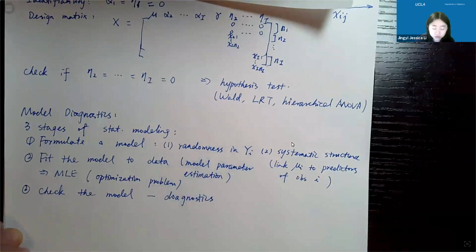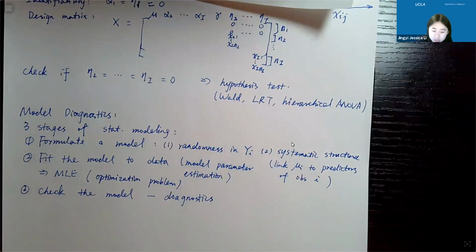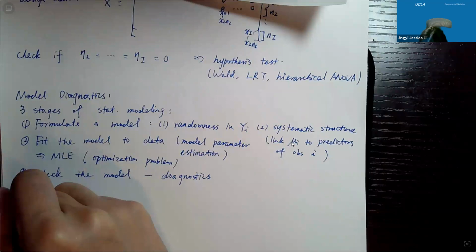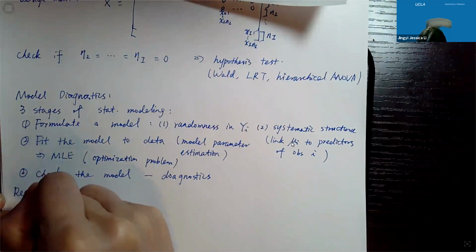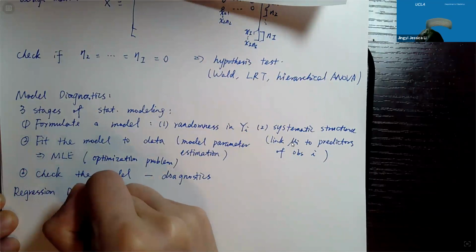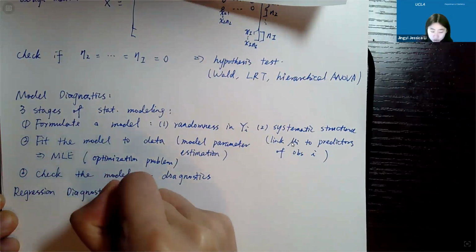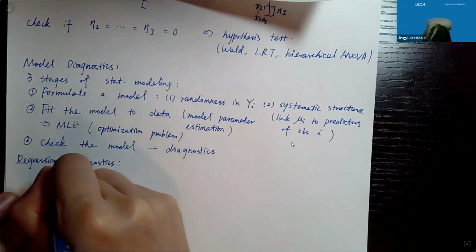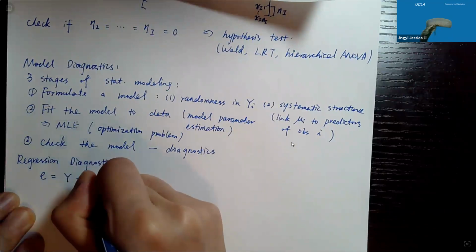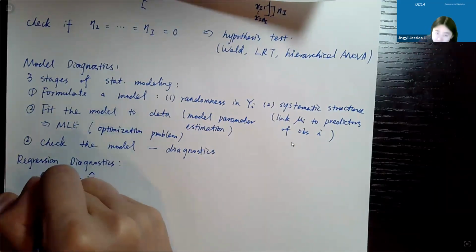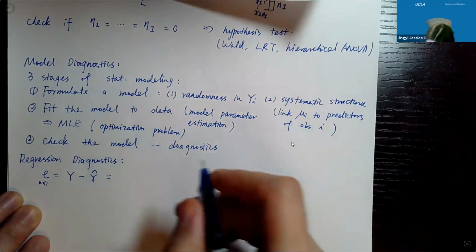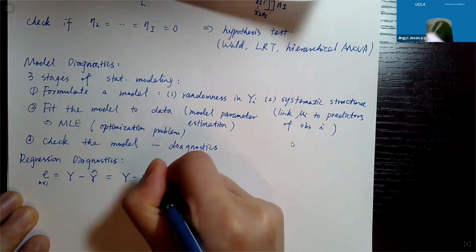Okay, so now coming back to the special case of linear regression, how do we do model diagnostics? For linear regression, the most important thing is to look at the residuals. And we know pretty much about the residual. If you recall, we rewrote it as y minus y hat. This is an n-dimensional vector. And this residual vector can be expressed as y minus x beta hat, right?